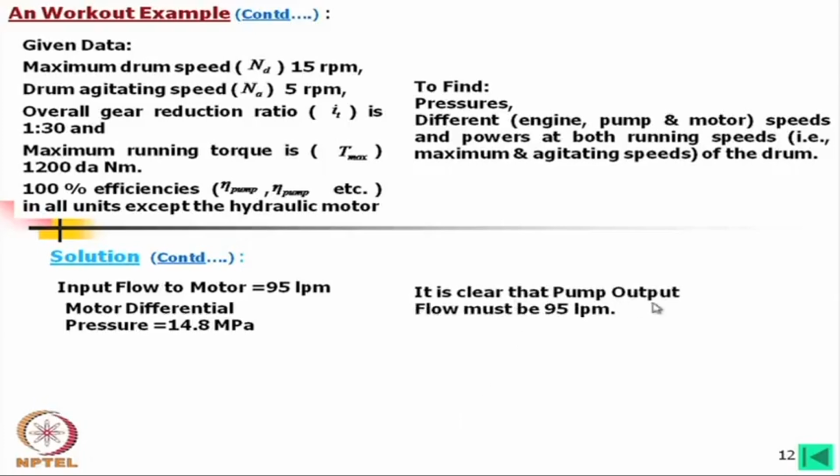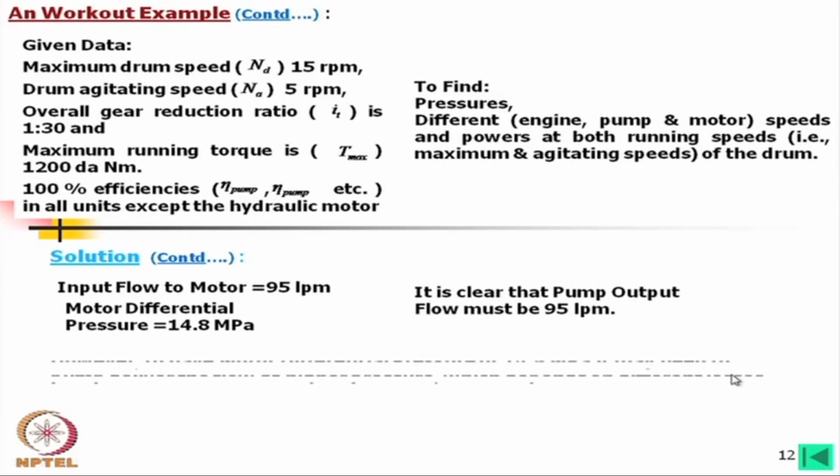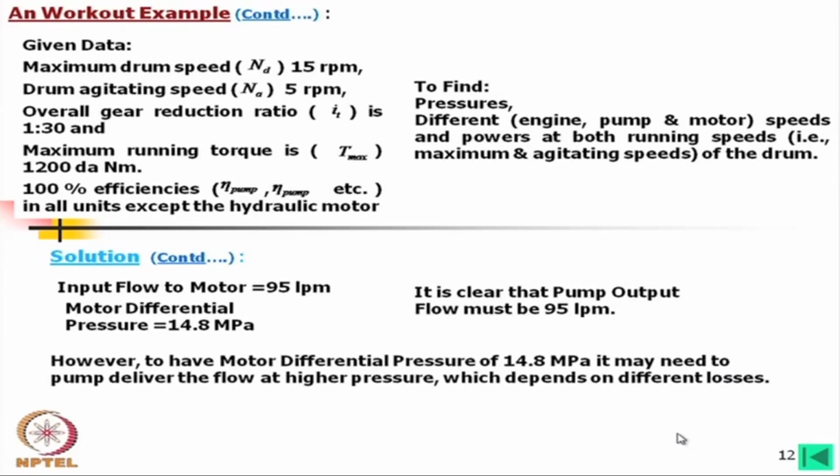It is clear that pump output flow must be 95 liter per minute. We have seen that we need 95, this is the actual chart. So, 95 liter per minute, that is fixed. However, to have motor differential pressure 14.8 megapascal, the pump may need to deliver the flow at higher pressure, which depends on different losses, that is unknown.